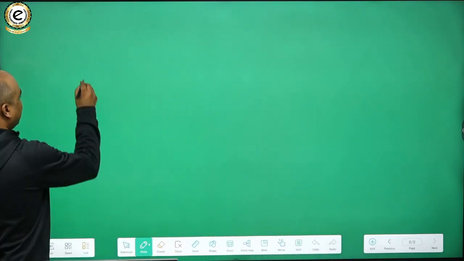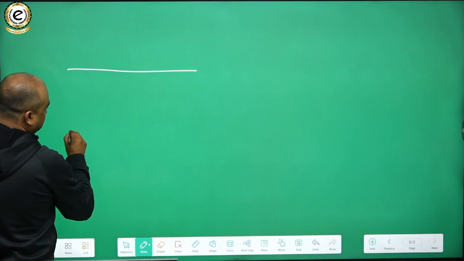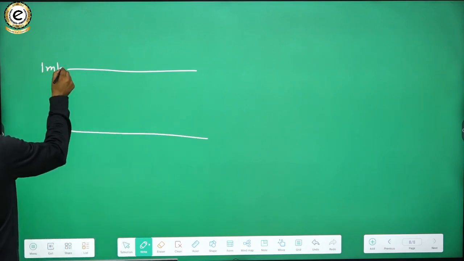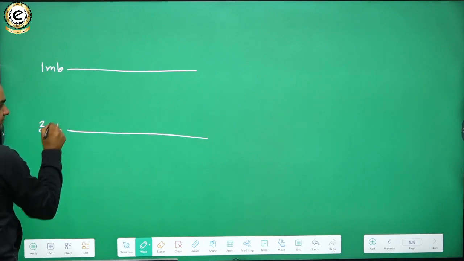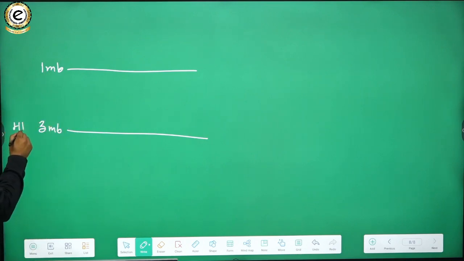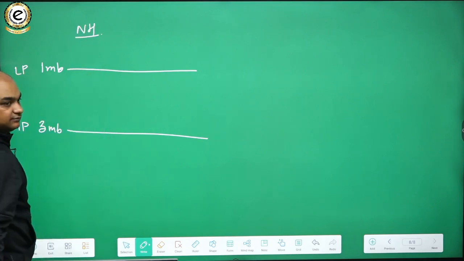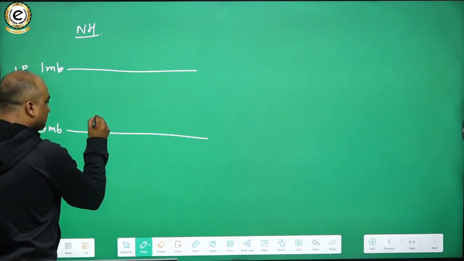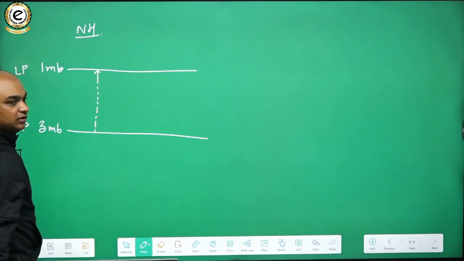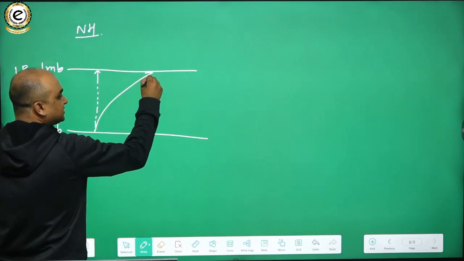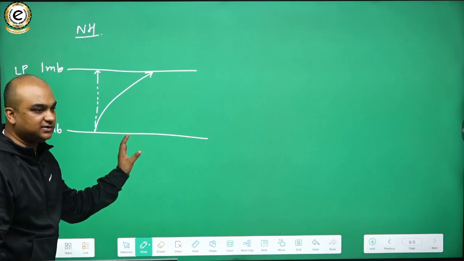Suppose I have two isobars. This is isobar, say 1 MB, and this is isobar 3 MB. Can I say this is high pressure, whereas this one is low pressure? And wind always blows from high pressure to low pressure. So suppose I am in the northern hemisphere, then this is what should happen. The wind should blow like this from high pressure to low pressure. But ऐसा होगा क्या? No, the wind will actually blow like this due to Coriolis. समझ में आ रहा है?